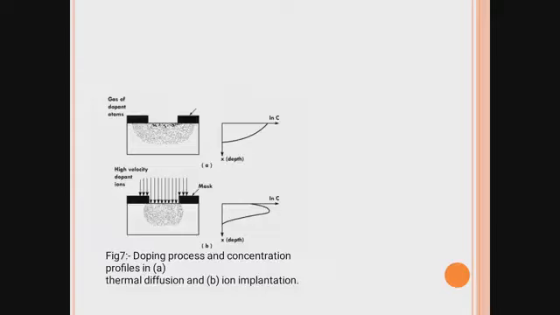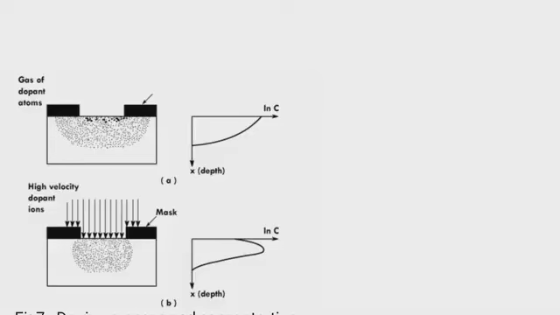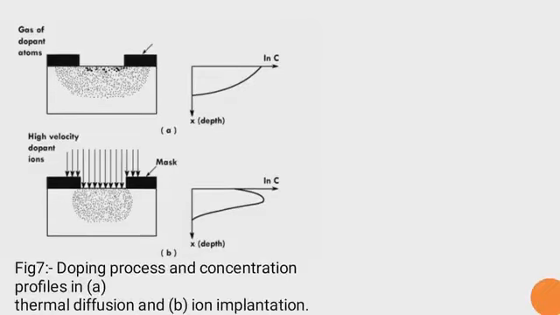Now this is the diffusion technique. Basically there are two types: one is thermal diffusion, another is ion implantation. These are basically doping techniques. By using this doping we can diffuse material inside the semiconductor bed. So there are two main techniques for doping. One is thermal diffusion, shown in figure A, and figure B shows ion implantation.